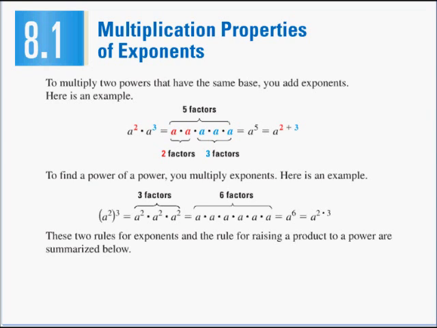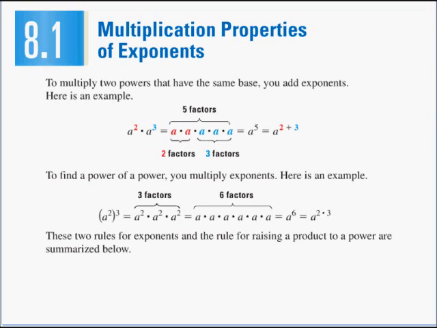To find a power of a power, you multiply exponents. Here is an example of that. A squared and that quantity cubed. So there are 3 factors, a squared, a squared, a squared, which equals a times a times a times a times a times a, resulting in 6 factors, a to the 6th.